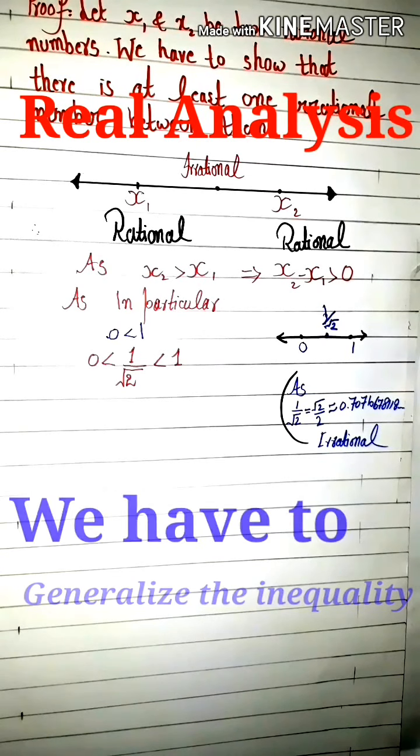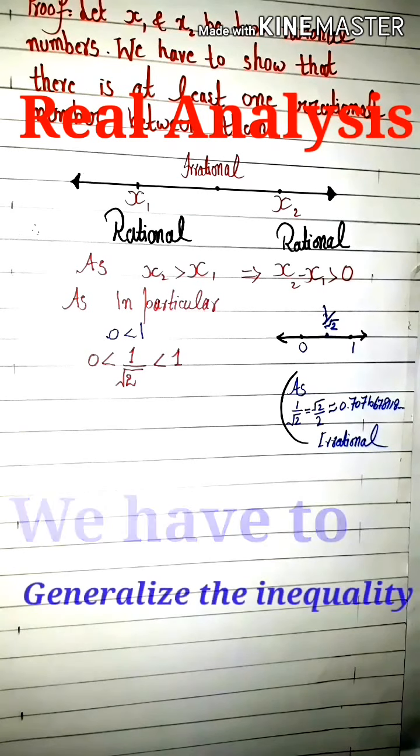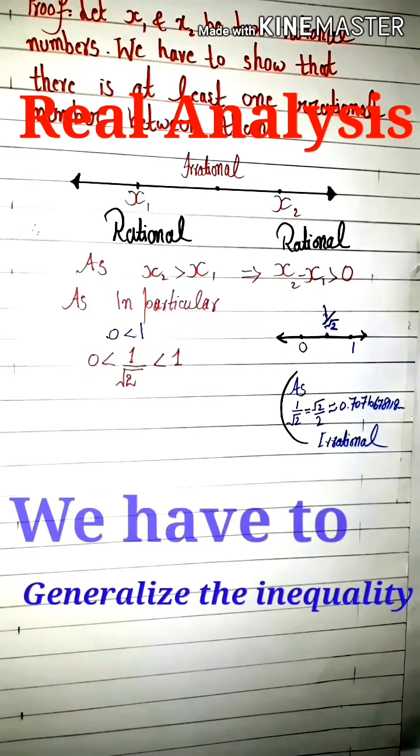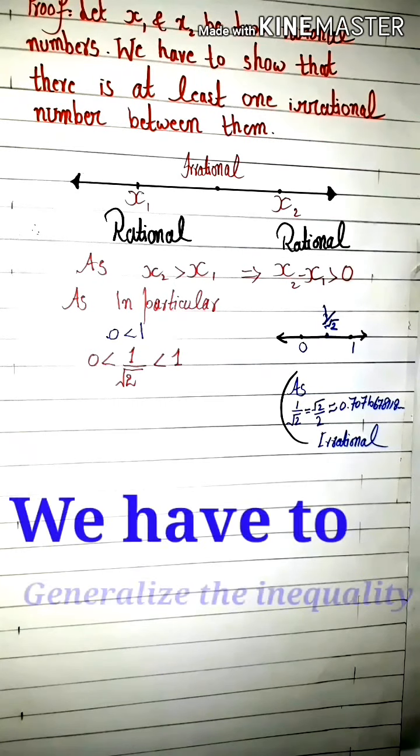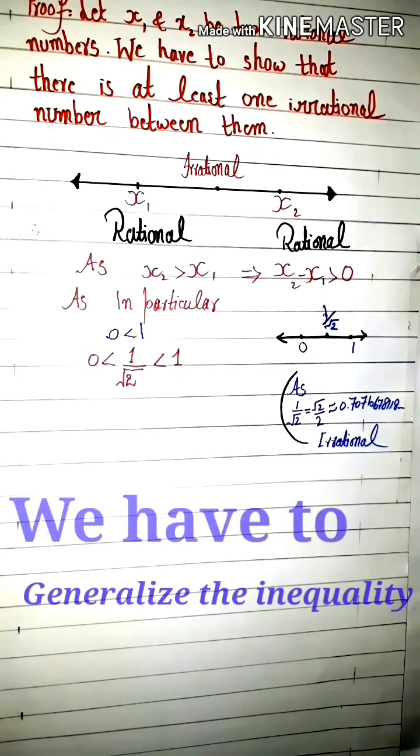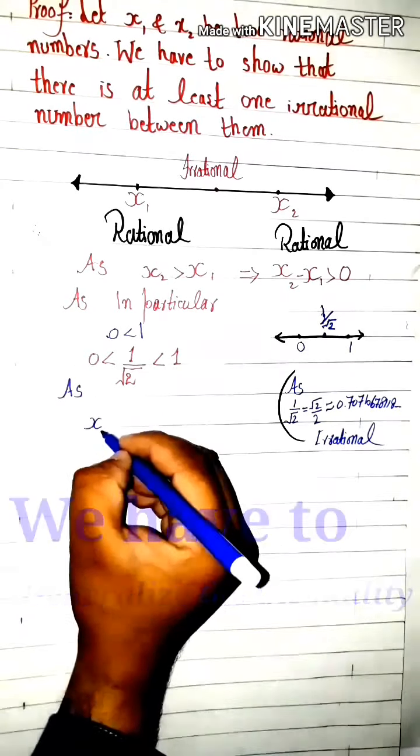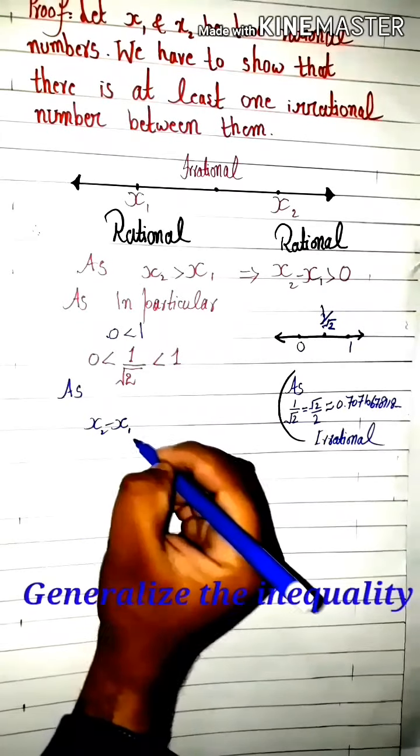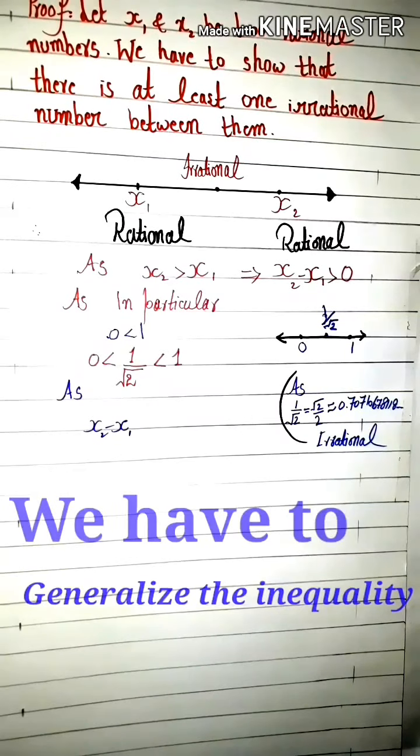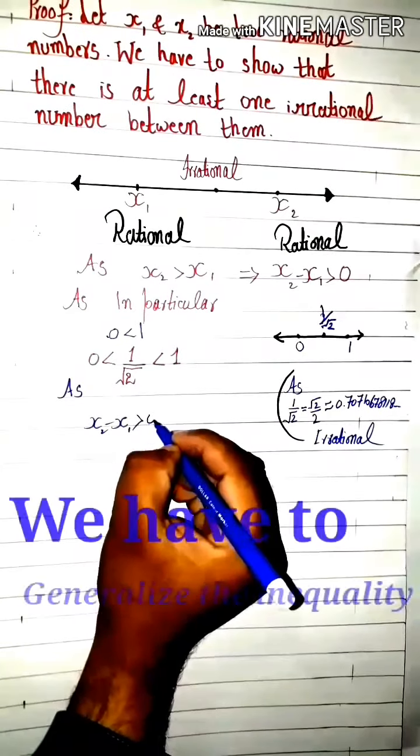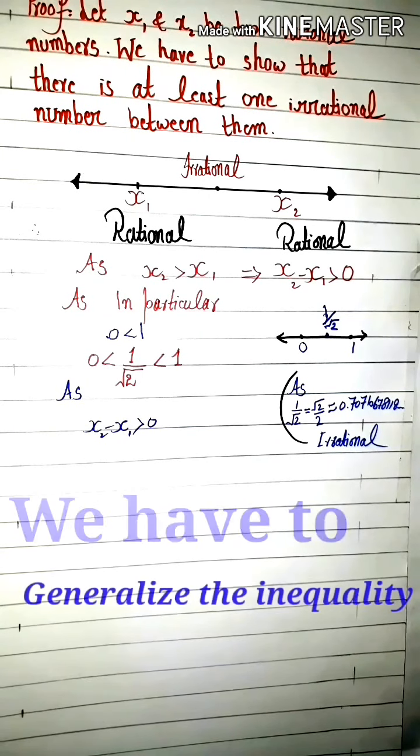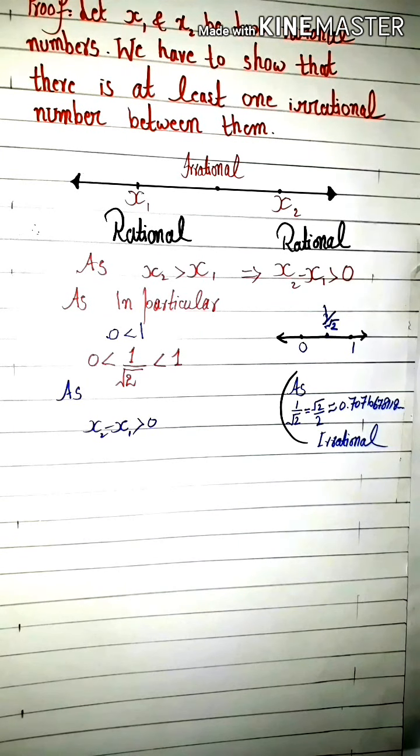Now we have to generalize the result. अब हमें line of real number के लिए ये result generalize करना है because on the line of real number there are infinite rational numbers and infinite irrational numbers. x2 minus x1 is a positive value, greater than 0. To generalize the result for any two real numbers, there lies an irrational number between them.